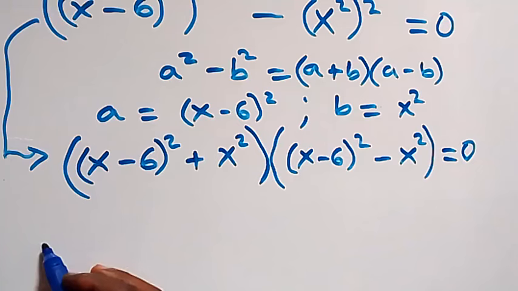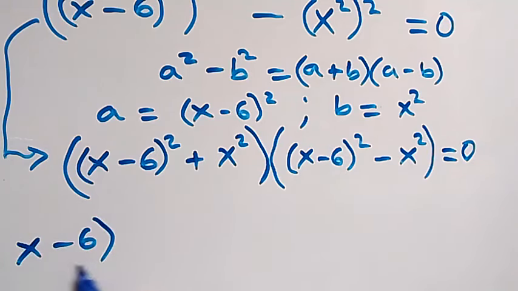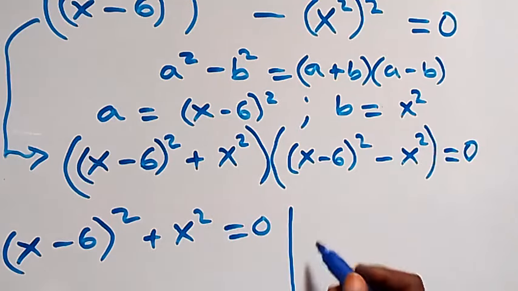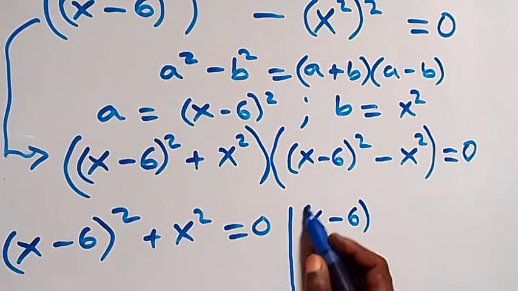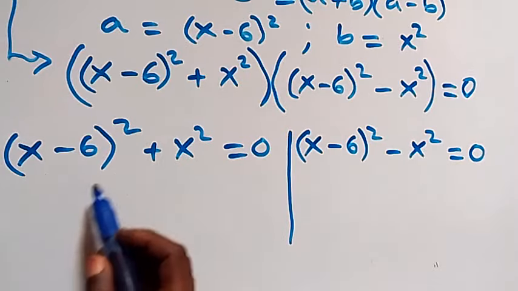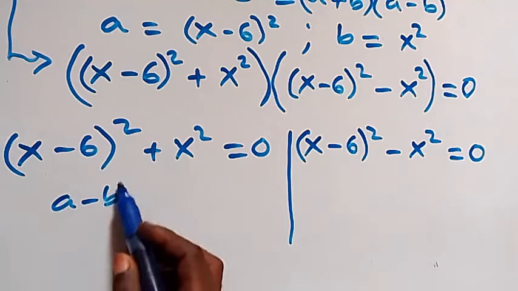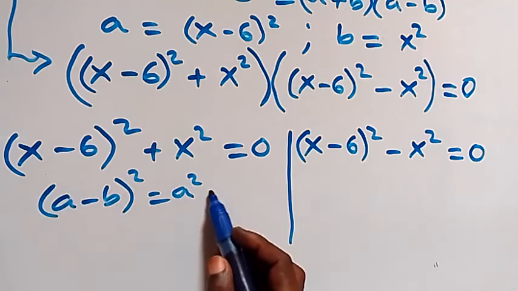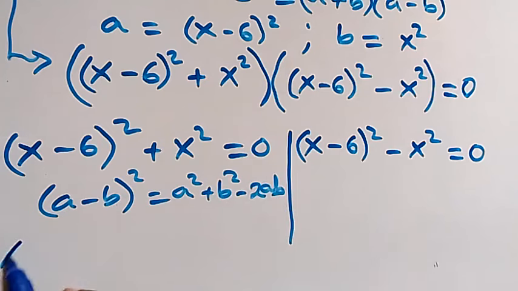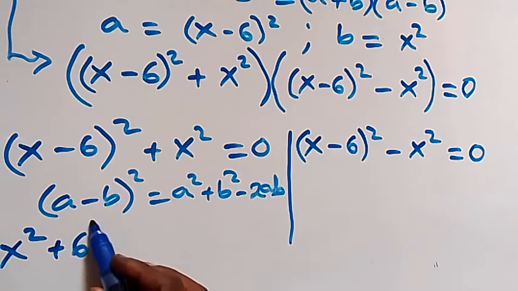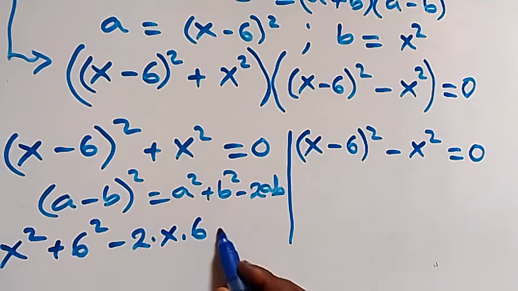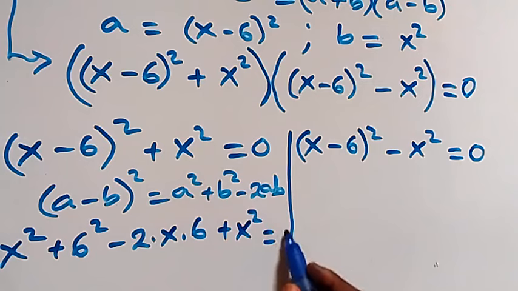Here it implies we have two cases. The first one, we have (x − 6)^2 + x^2 = 0. And the second case, we have (x − 6)^2 − x^2 = 0. Then when we solve, we can expand from (a − b)^2, which equals a squared plus b squared minus 2ab. Then what we have becomes x^2 + 6^2 − 2 times x times 6 + x^2 = 0.